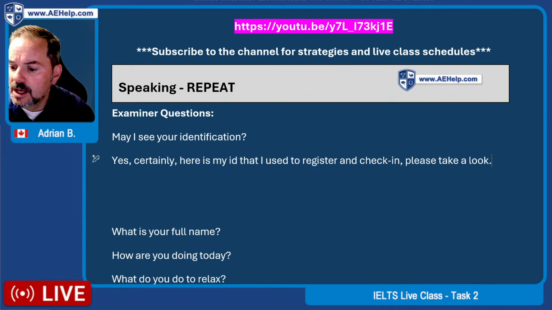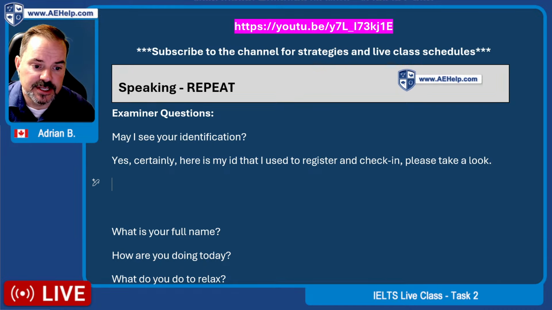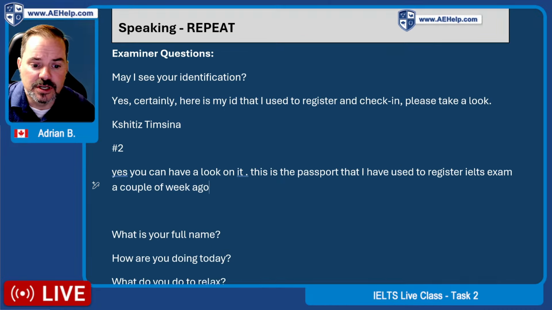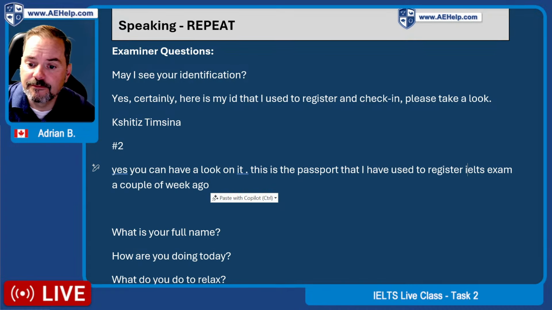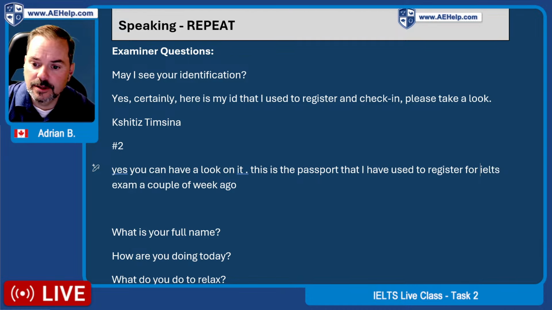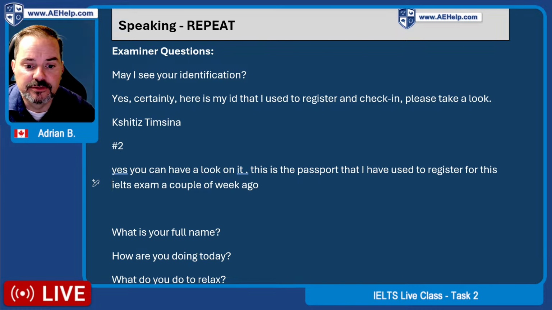Okay. Kshitz says this answer for us. Kshitz says, yes, you can have a look at it. This is the passport that I have used to register for this IELTS exam a couple of weeks ago.